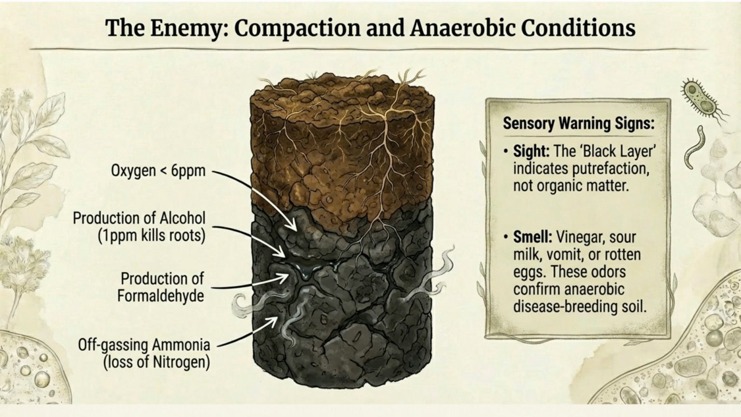The enemy is compaction and anaerobic conditions. Low oxygen levels in compacted soil cause the production of alcohol and formaldehyde, which kills roots. Anaerobic conditions also lead to the off-gassing of ammonia. Warning signs include a "black layer" in the soil and odors like vinegar or rotten eggs.